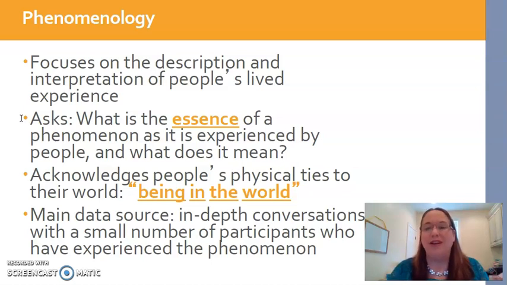A lot of times we're trying to dig deeper, not just at what the experience was, but what it meant to that person. At the end of this presentation, I'll have a couple of examples to make this a little more understandable. Most of the time, we get data in phenomenological studies through very in-depth conversations. You're not going to understand what someone's lived experience was if you do not dig deep into their experiences. So you have to talk to them, often in very intense, intimate conversations and interviews.